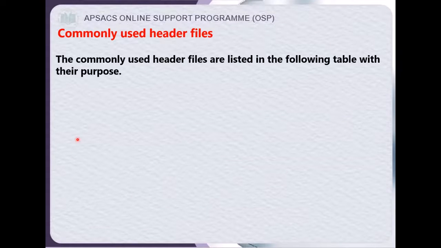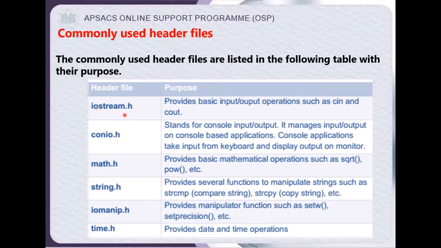Commonly used header files. The commonly used header files are listed in the following table with their purpose. iostream provides basic input-output operations such as cin, cout. conio stands for console input output. It manages input output on console based applications. Console applications take input from keyboard and display output on monitor.